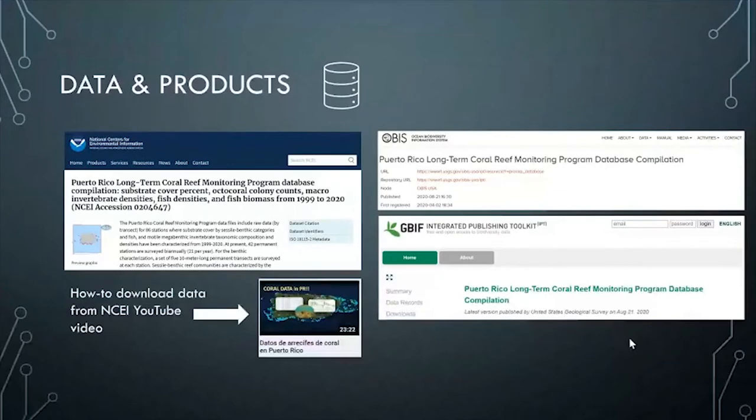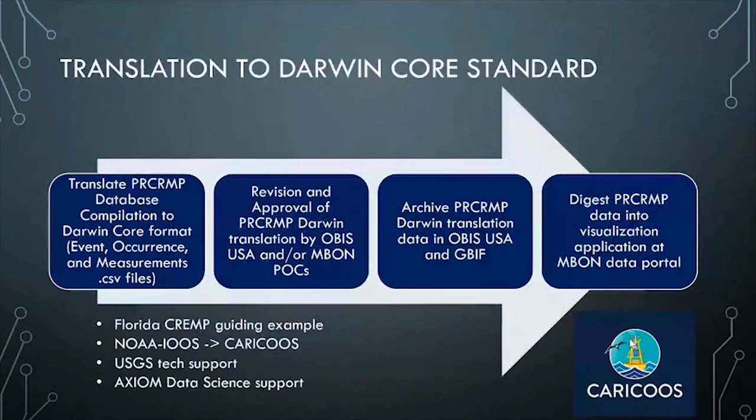So moving on from the data and products, now I'm gonna talk a little bit about my insights on how this process of translating our original PRCRMP database into the Darwin Core standard went. This process was needed because the archive that we have in NCEI, the National Center for Environmental Information, is in a different format than the data archive in OBIS. And yeah, it seems like double the work, but the project that first worked toward compiling all the raw data from the PRCRMP was designed for a specific resilience assessment that was proposed by Dr. Juan Cruz Mota from the University of Puerto Rico.